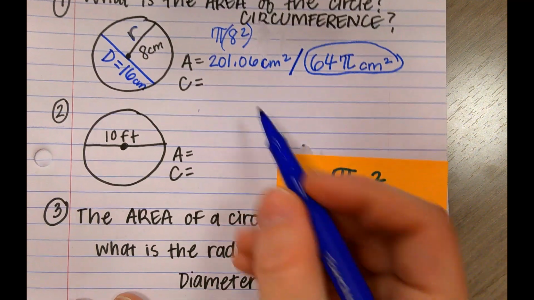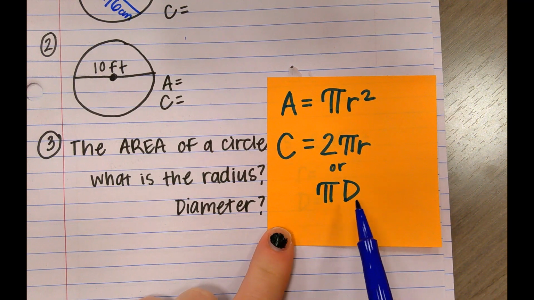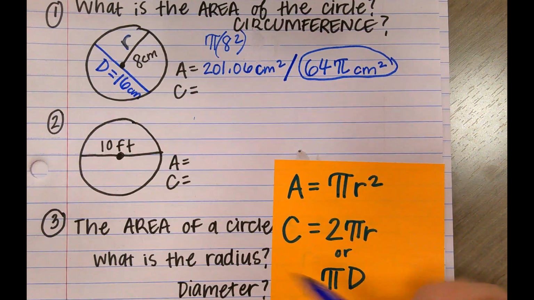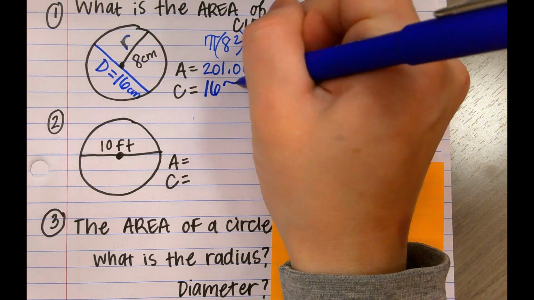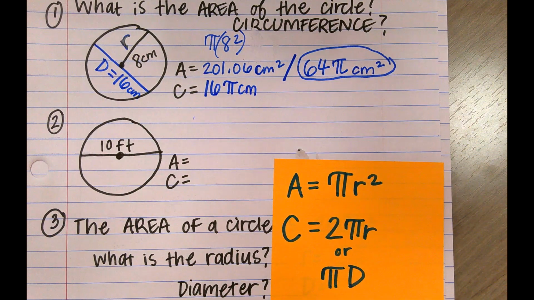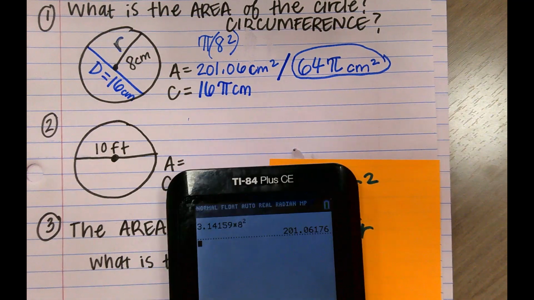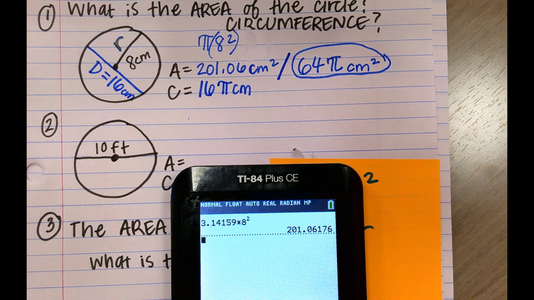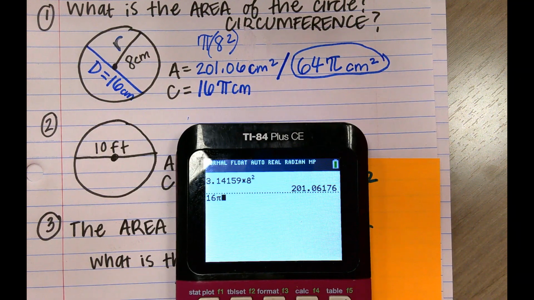So circumference, if I wanted to not type anything, I know it's pi d, or diameter times pi. I could just say my diameter is 16. So my circumference is 16 pi centimeters. That's an exact answer. But let's type that in and get a decimal. So 16, second up arrow, there's my pi. Enter. And I got 50.27.